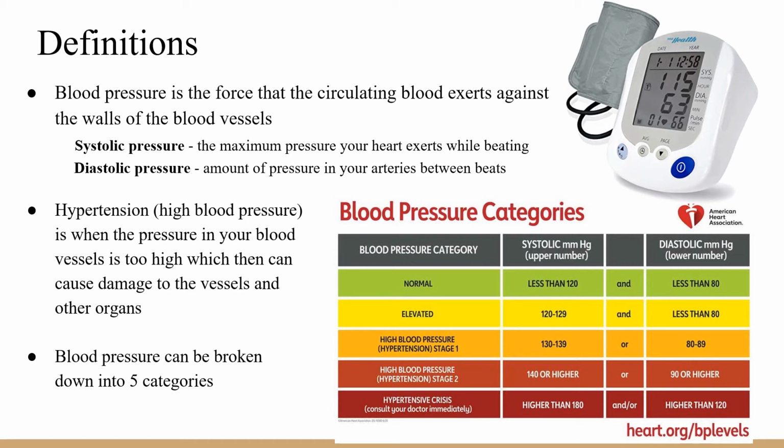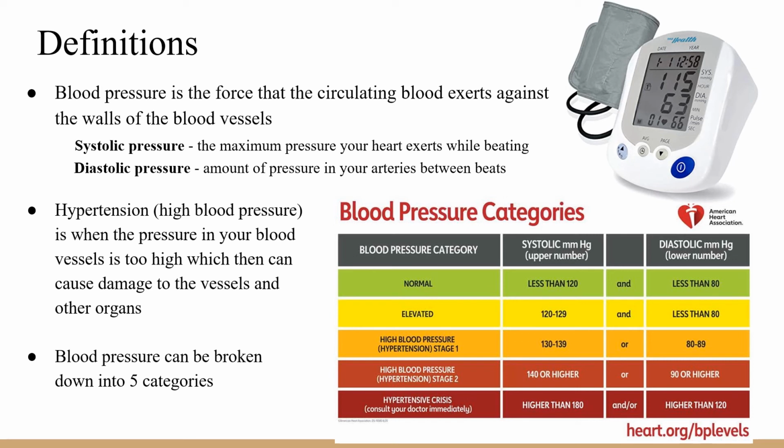Lastly, the chart on here shows how blood pressure can be broken down into 5 categories. A normal blood pressure is when the systolic is below 120 and the diastolic is below 80. A person's blood pressure is considered elevated when the systolic is between 120 and 129, the diastolic is less than 80. For hypertension stage 1, the systolic would be between 130 and 139, or the diastolic would be between 80 and 89. A person has stage 2 hypertension when their systolic is 140 or higher, or their diastolic is 90 or higher.